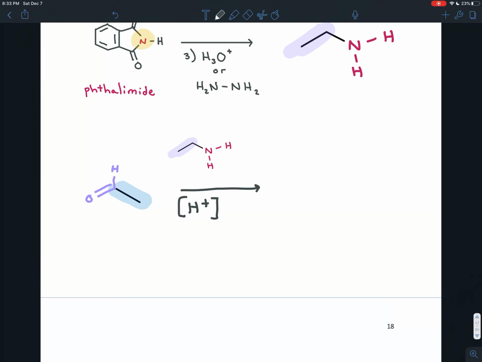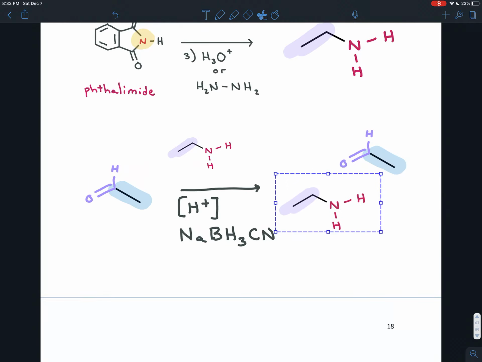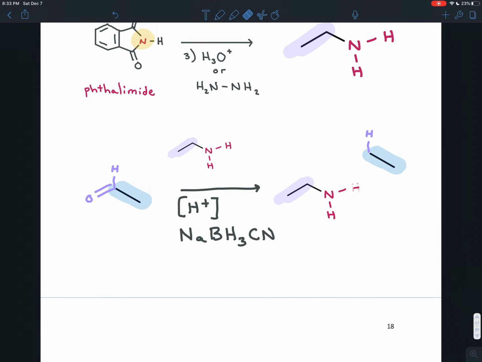imine. And then we can reduce the imine, which has 2 bonds to the nitrogen. We can make it just 1 bond to the nitrogen using a weak reducing agent like sodium cyanoborohydride, NaBH3CN. And that'll give us an amine. So that ultimately, the overall effect is where the carbonyl attached, you erase it, and you add a nitrogen.